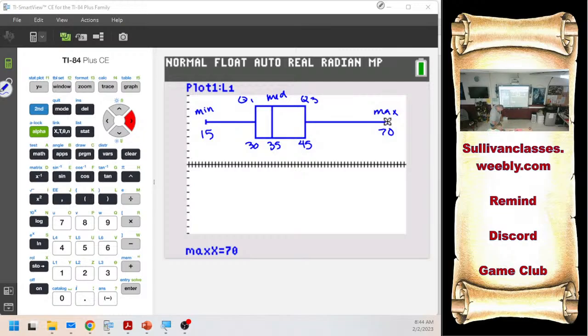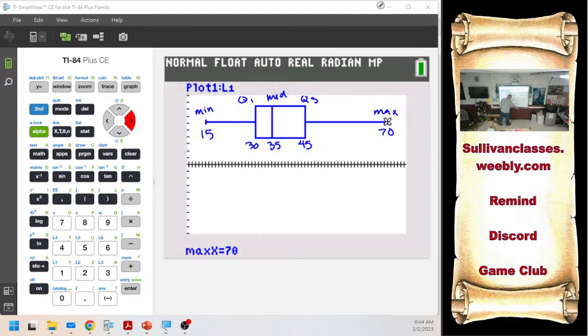Stat, edit, data, stat plot on, correct. Okay, you need to zoom to your statistics. Option 9. Write down all those buttons, okay? You have a key log there where you get to tell yourself what to do.